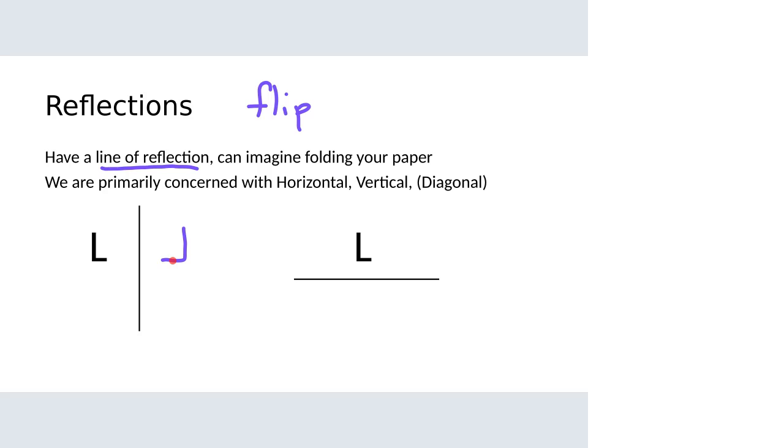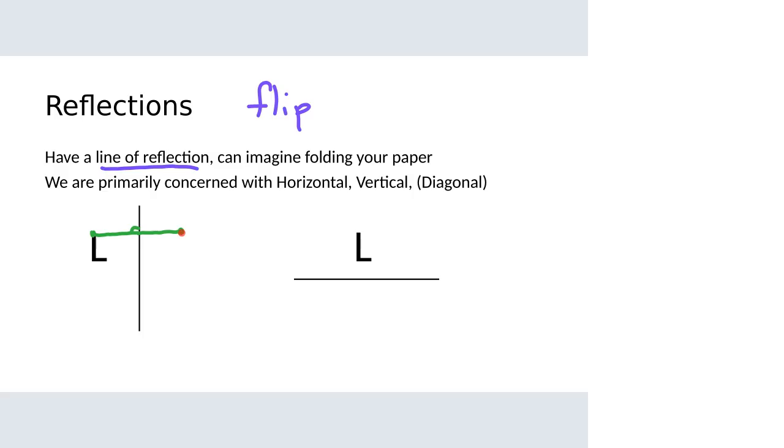People who are sort of artistic and visual, that usually does the trick for them, but not everybody works that way. Some people want more of a process, and your process is this. In order to figure out where my image is going to end up, I can take a point on the pre-image like this top of this L over there. And if I go perpendicular to the line of reflection, and then I go that exact same distance, that's where that point's going to end up after my flip.